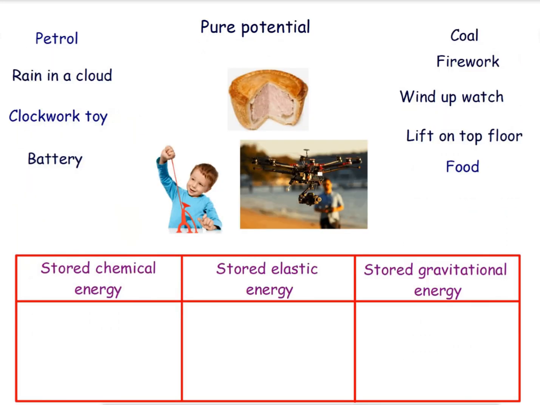Okay, at the bottom of your page, you should be able to see that you've got a table. The first column of the table says stored chemical energy, the second column says stored elastic energy, and the third one says stored gravitational energy. On the screen, you've got some examples there of things that would contain these different types of energy. So again, I'd like you to pause the video, have a go at deciding which of the columns you think each of those things would belong to.